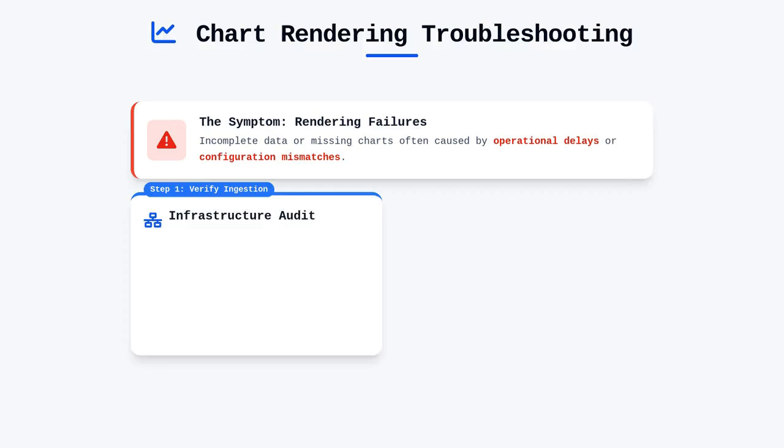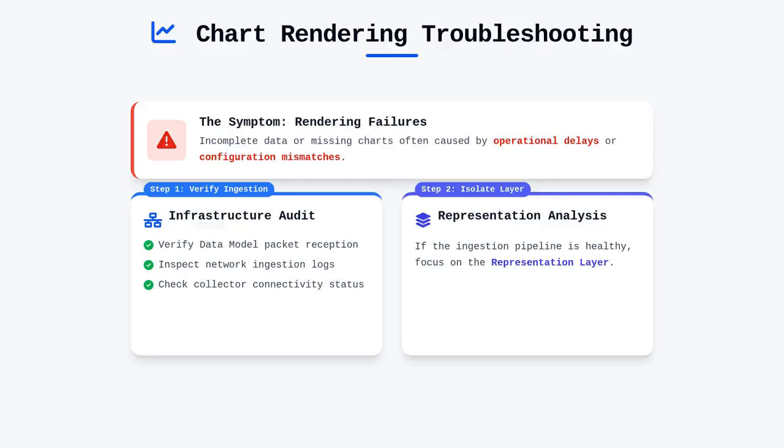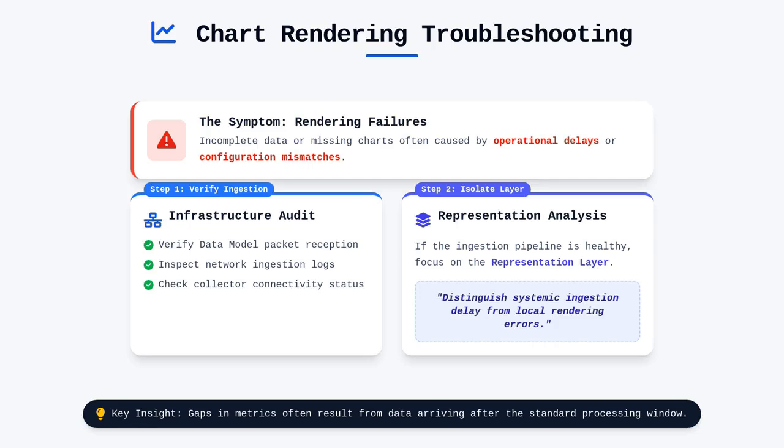To address this, it is essential to first verify that your underlying data models are actively receiving packets from the source environments. You should inspect your network ingestion logs and the connectivity status of your data collectors to ensure no packet loss is occurring at the source. If the ingestion pipeline is healthy, the issue often resides in the representation layer itself rather than the data source. Discerning whether a problem is a systemic ingestion delay or a local rendering error is the first step in effective troubleshooting.